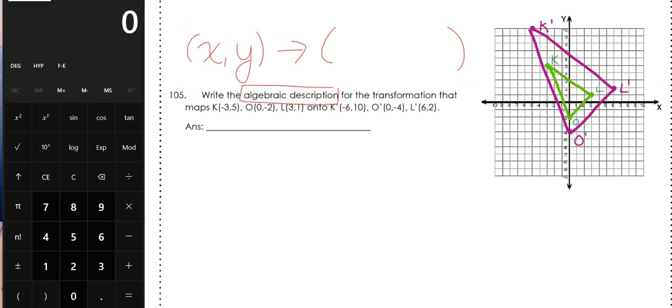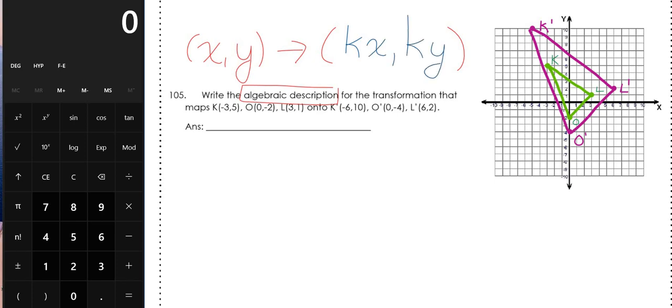Okay, so we graphed the before and after. The green one is the pre-image. The purple one is the image. Now, it's pretty clear that there was a dilation that happened here. So we need to think about, well, what is the algebraic description for a dilation? And any algebraic description for a dilation should look like this. X comma Y becomes K times X, K times Y.